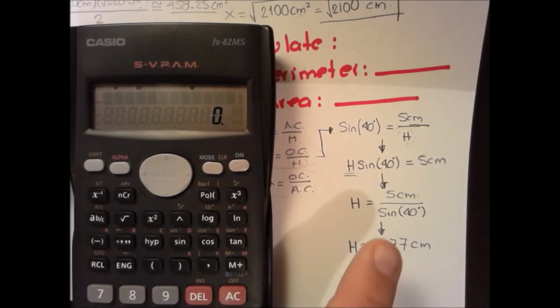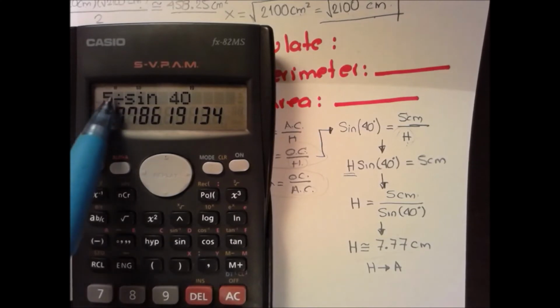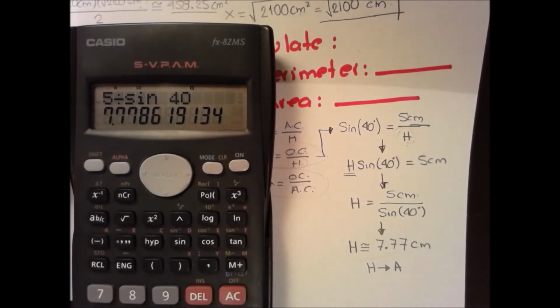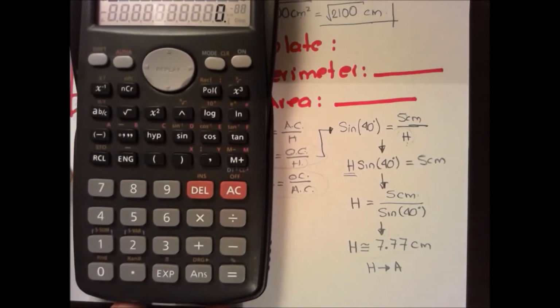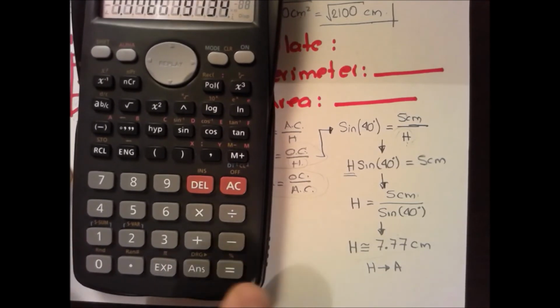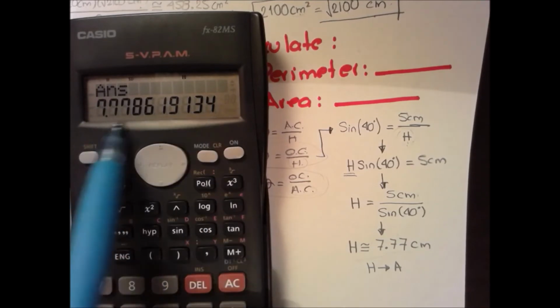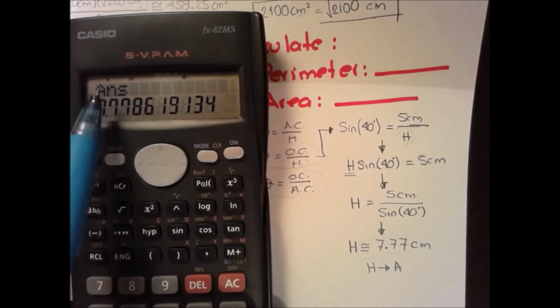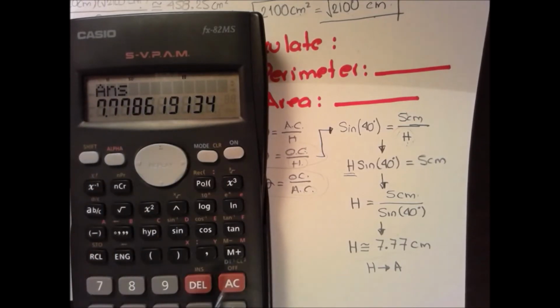Now, this one I'm going to do it again. It will be 5 over the sine of 40. Okay, so it's going to be equal. Here we have the operation, and here we have the result. Remember, press AC, and then press answer, and then equal. You will have the word Ans and the result. Remember, this is very important: Ans and result, not operation and result. That's why you need to press AC and then answer.